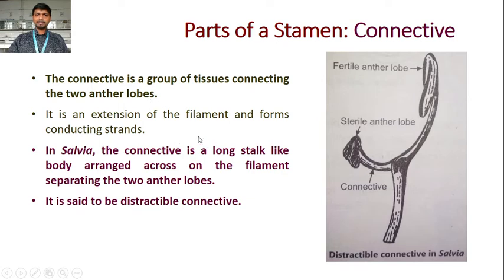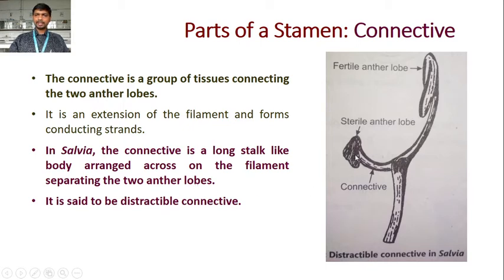So the connective is present below the anther, which connects the filament and anther. The connective is a group of tissue connecting the two anther lobes. It is an extension of the filament and forms conducting strands. In Salvia, the connective is a long stalk-like body arranged across on the filament, separating the two anther lobes.